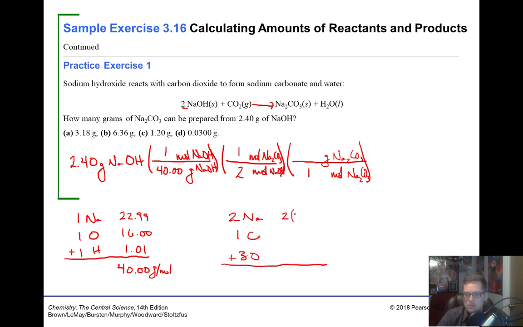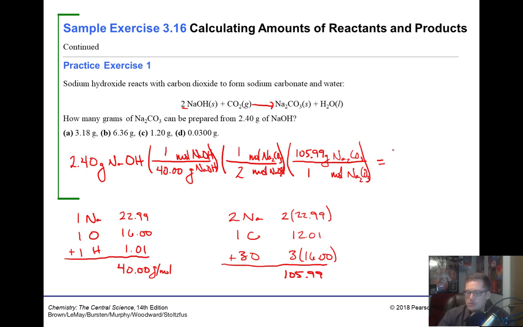So we have 2 times 22.99, that's the molar mass of sodium, and there's 2 of them. Then we have 1 carbon, which is 12.01, and 3 oxygens, so 3 times 16.00. We take 2 times 22.99 plus 12.01 plus 3 times 16, and you get 105.99. Let's just double check, make sure I didn't foul it up. Yeah, 105.99 grams per mole. So we'll put 105.99 up here. Now we're in grams of sodium carbonate, which is exactly what we wanted to find.